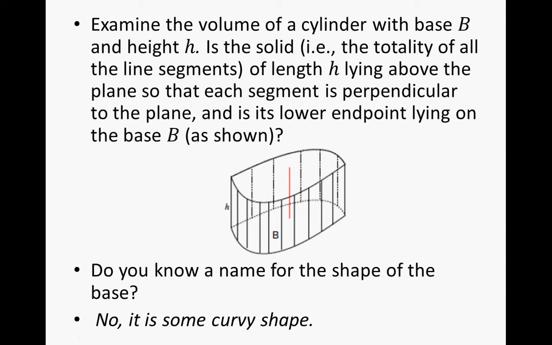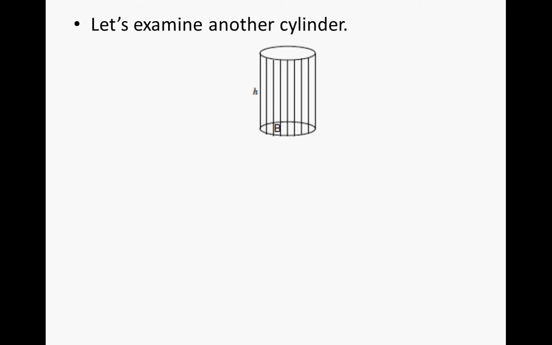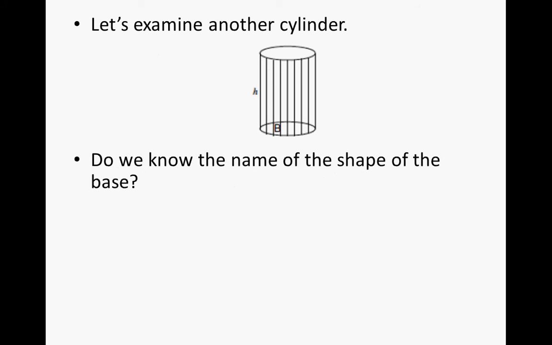Well, there is no name, it's just some curvy shape. So let's examine another cylinder. This one is more familiar to you. Do we know the name of the shape of the base? Well, it appears to be a circle, so we will assume that it is a circle.